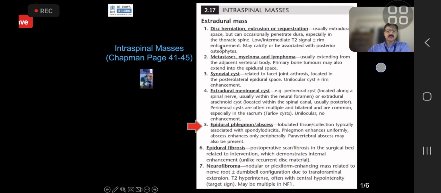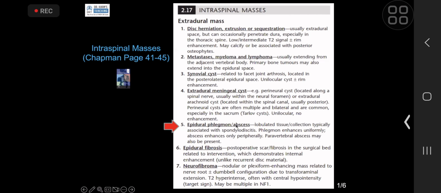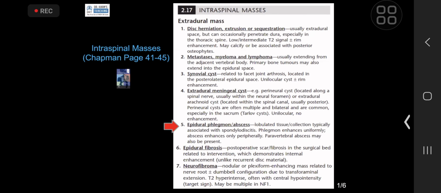epidural phlegmon abscess. This is 2.17, which covers the whole of the spine. One thing which I want to highlight is the concept of phlegmon versus abscess. Just remember that phlegmon is sort of an inflammatory mass. Phlegmon precedes an abscess formation. And sometimes phlegmon might not develop into an abscess, because of antibiotics, etc. In phlegmon, everything will be enhancing.